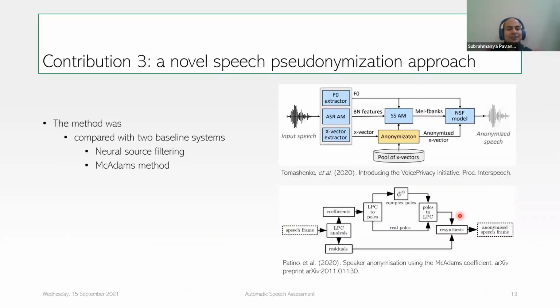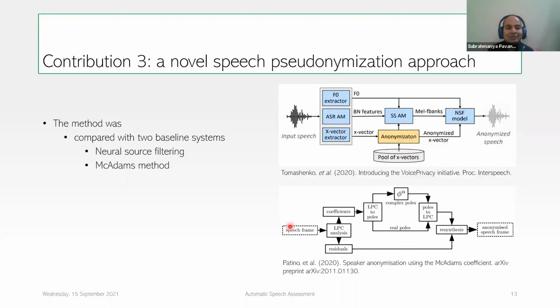So this method that we proposed was compared with two baseline systems. One is the neural source filtering based method, and the other one is the McAdams method. I'm going to give a slight introduction into what these are. The first one is neural source filtering, where the input speech is decomposed into three components. One is F0, which is fundamental frequency. The second component is the phonetic information, related to phones or acoustic information, where an ASR acoustic model is used to extract bottleneck features. And the third one is related to the speaker, which are X vectors, which are speaker embeddings. So this model takes the phone level information, F0, and then uses a different speaker's embedding to get anonymized speech.